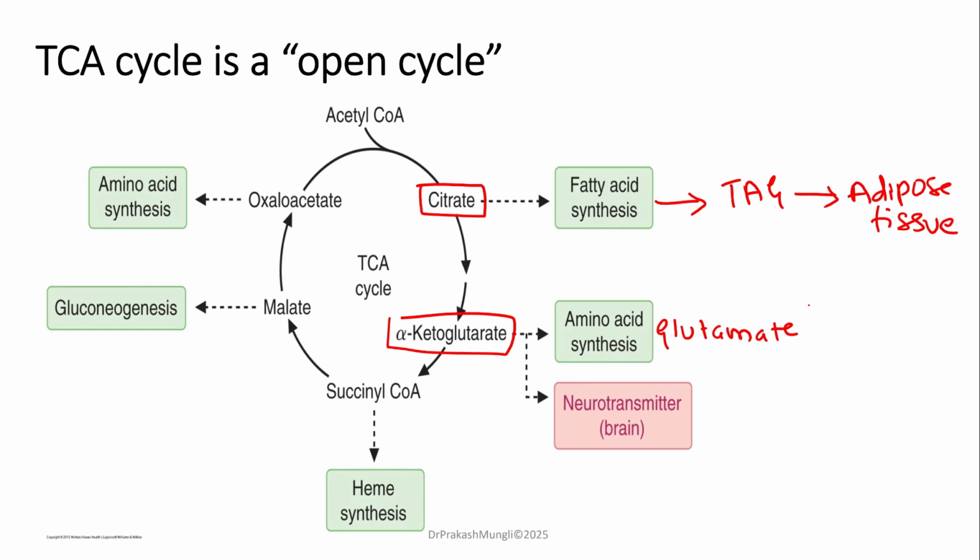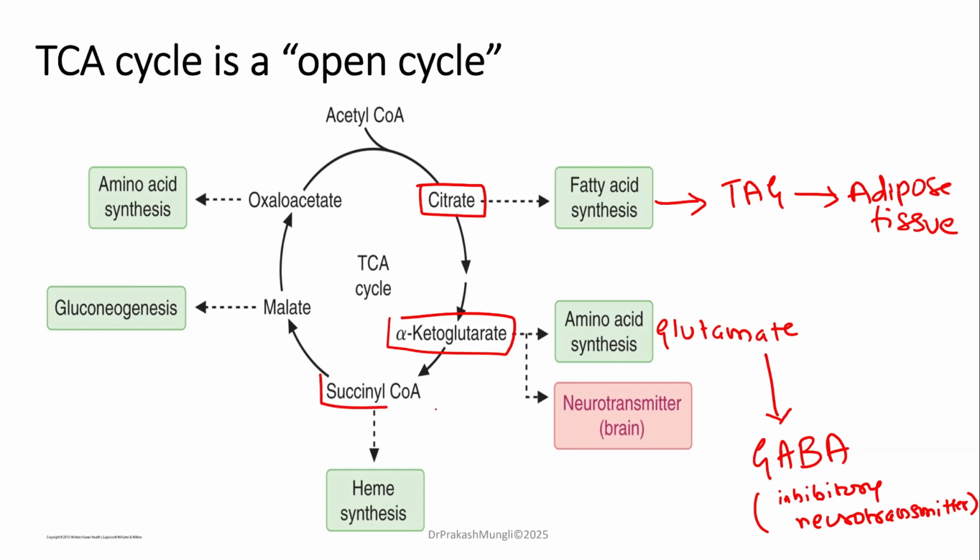And once glutamate is made, this glutamate can be converted to GABA. What is GABA? Gamma amino butyric acid, which is an inhibitory neurotransmitter. So that's how the TCA cycle is connected with neurotransmitter synthesis through glutamate. And glutamate comes from alpha ketoglutarate. So that's why it can be connected later in amino acid metabolism.